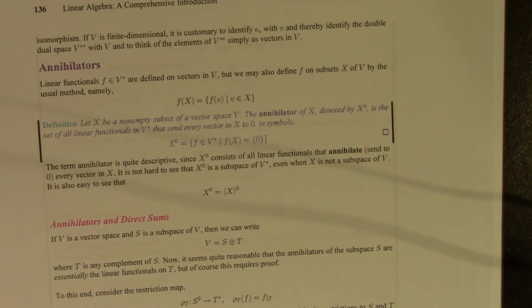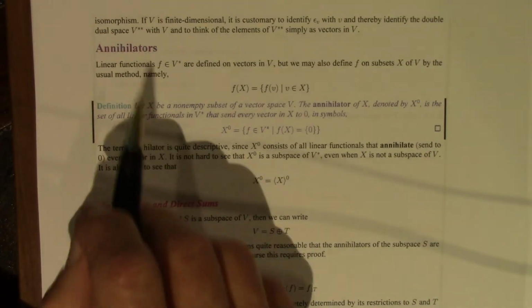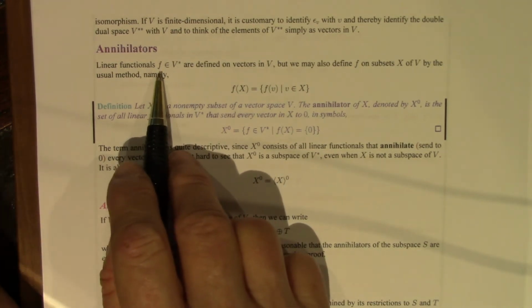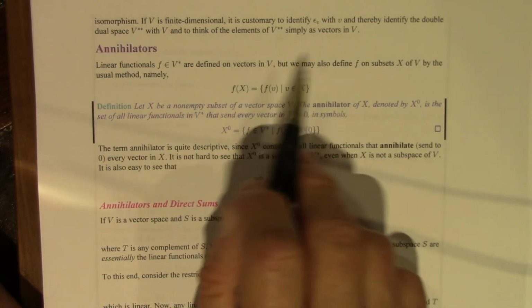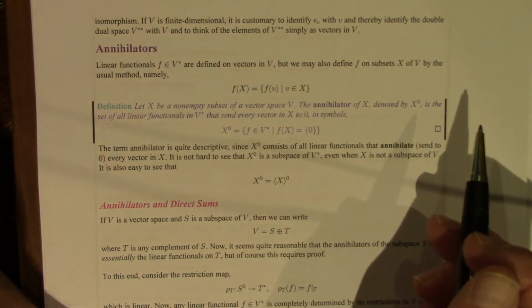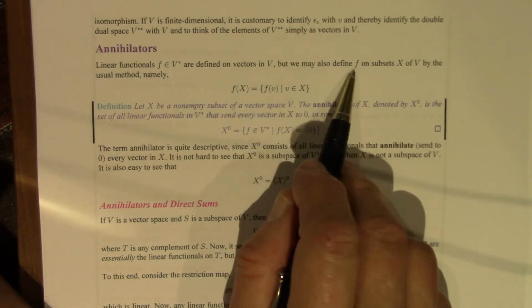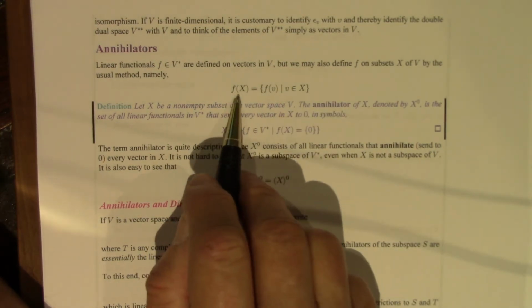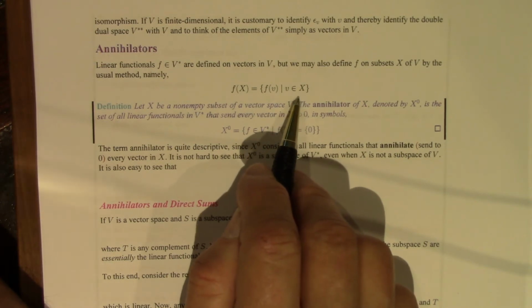We will continue our discussion of linear functionals. First of all, linear functionals, of course, are defined on vectors. If f is a linear functional on V, then f is defined on the vectors in V. But as we have done before with linear maps and functions in general, we can define f on subsets of V. f of x is simply the set of all f of v, where v ranges over the subset x.